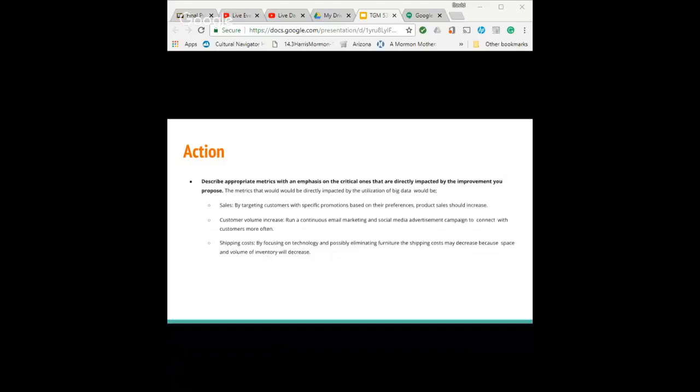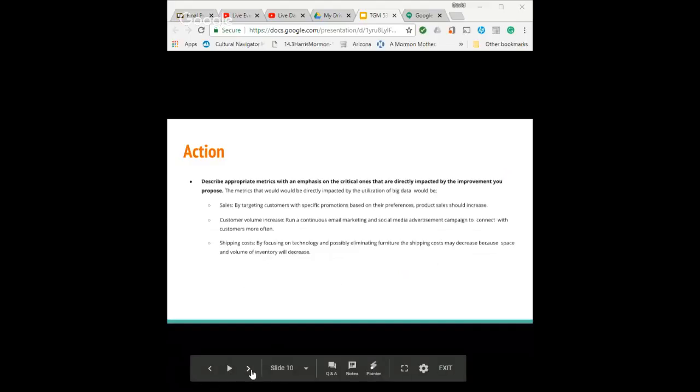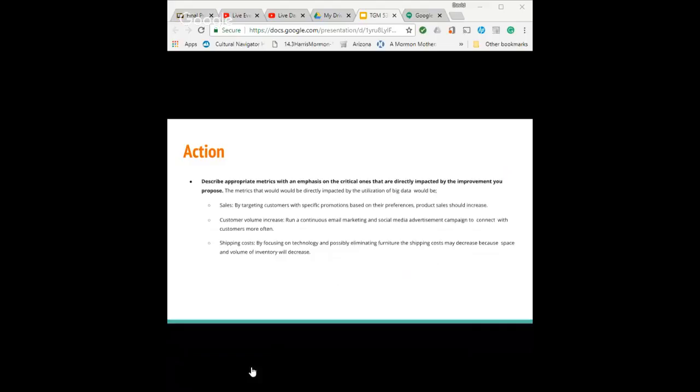Based on the information that we gathered from Tableau and that Kyle just described, three of the metrics that we see as critical and that are going to be impacted by the improvements that we propose are sales, customer volume increase, and shipping costs. For sales, we target customers with the technology product category that we want to improve and expand, because we saw that that category was a good performer. We want to target customers with promotions based on their preference, and that would make the sales increase.